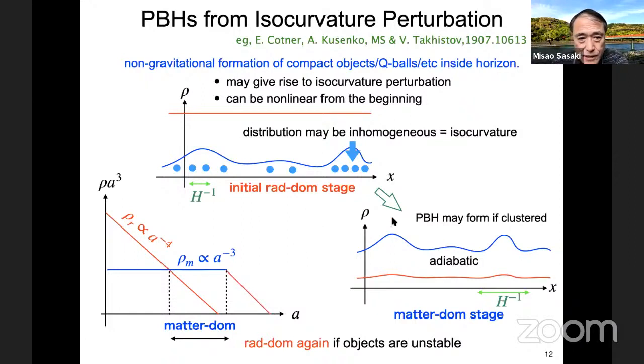Now, what is interesting is that once these objects become dominant, some of the inhomogeneity may have been nonlinear, as I said from the beginning, meaning that you may form some black holes out of a bunch of those, say, Q balls and so on. So this means that the isocurvature perturbation, or inhomogeneous distribution of those compact objects, can actually form black holes, depending on how many of them are formed and how they are bunched.